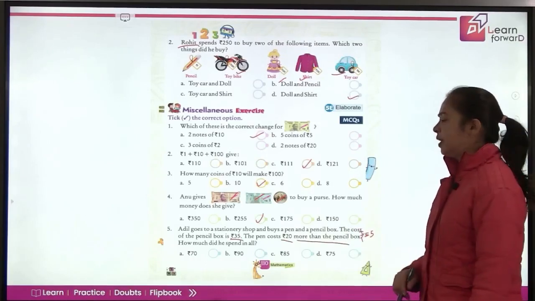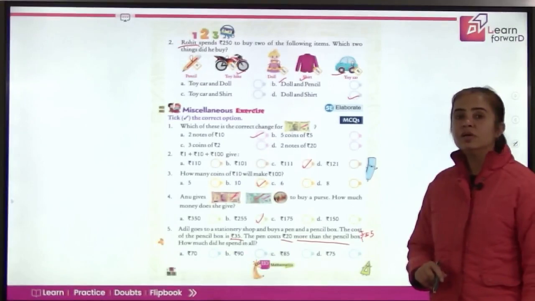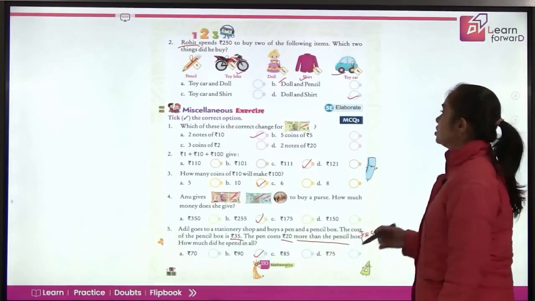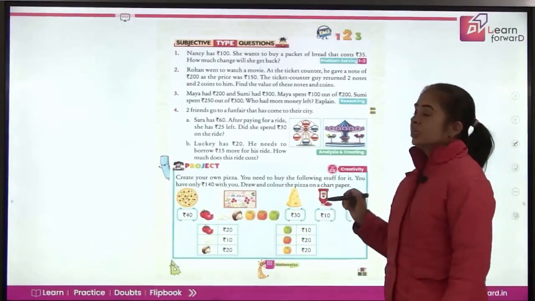How much did he spend in all? So, he spent 35 and 55, which gives you 90 rupees. 35 plus 55 is 90. So, this is the amount he spent. Now, subjective type questions for you.